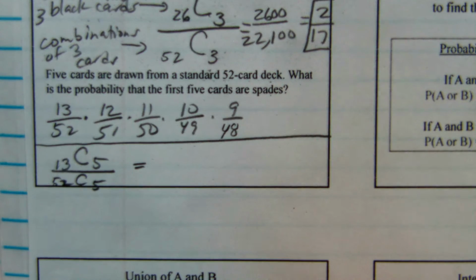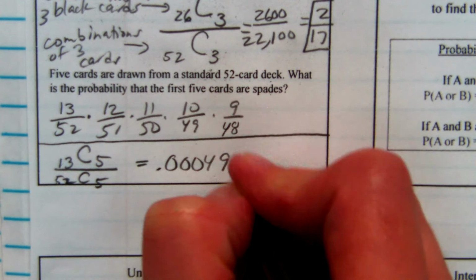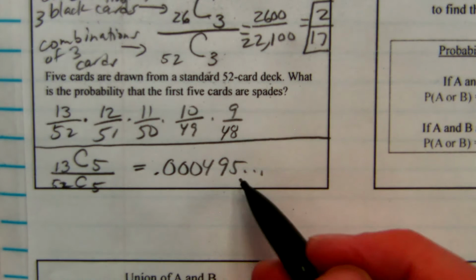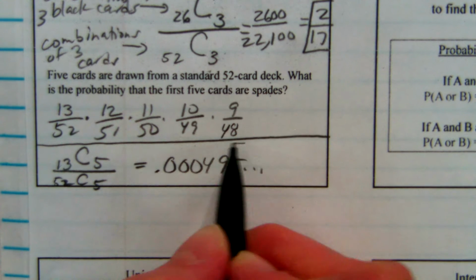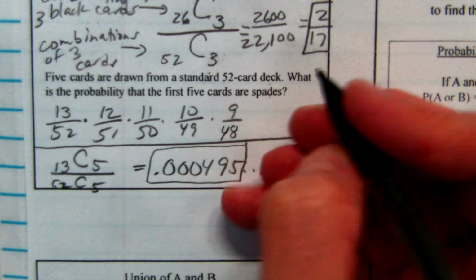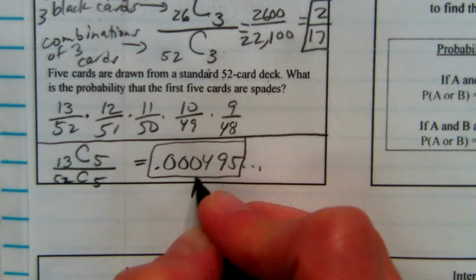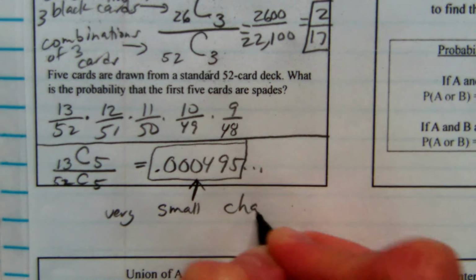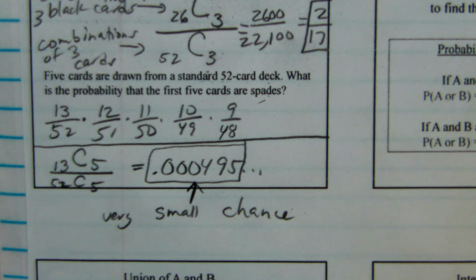So I guess you guys would have a choice. And it comes out very, very small. It comes out 0.000495 something. And based on what I'm seeing in my notes, I think we couldn't get it to convert well to a fraction, so we just left it in decimal form. Okay, so basically this is almost 0. We could interpret this that there is a very small chance that you're going to get 5 spades the first time you're dealt 5 cards.